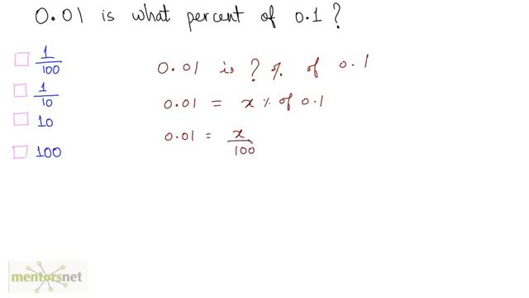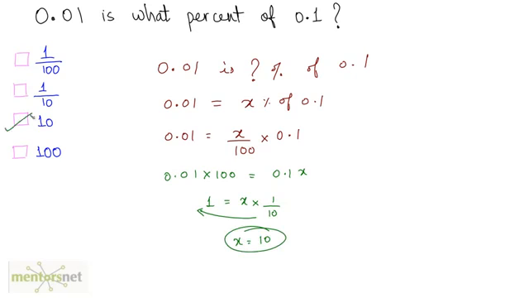x percent is x upon 100 times 0.1, and that is 0.01 times 100 is equals to 0.1x, and 0.01 times 100 is 1 is equals to x times 0.1, and 0.1 can be rewritten as 1 by 10. So this 10 goes here, so x is equals to 10. So we have the answer 10, option C.